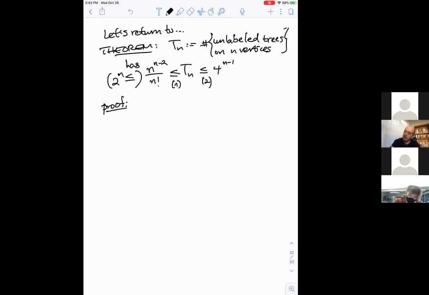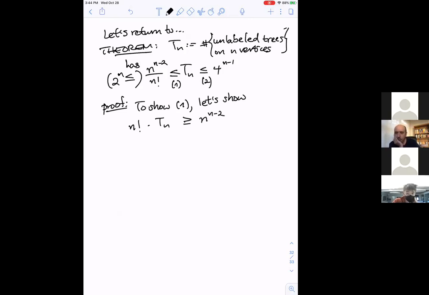And the way I'll convince you of 1 is going to relate to the Cayley-Borchardt theorem. So to show 1, let's show this. I'm going to convince you that n factorial times Tn is greater than or equal to n to the n minus 2.